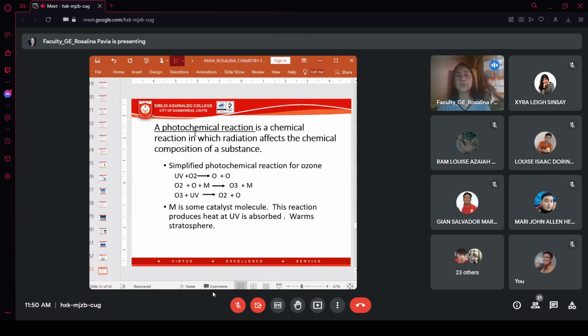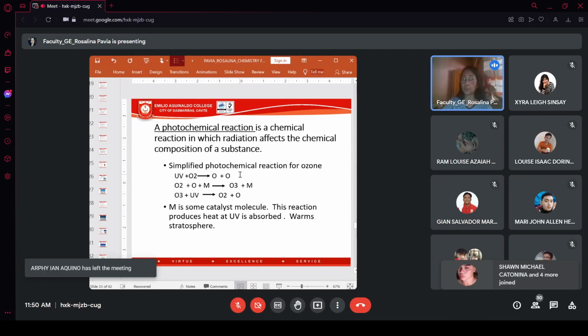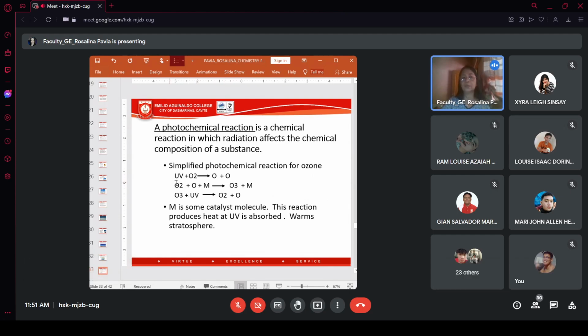So, a photochemical reaction is a chemical reaction in which radiation affects the chemical composition of a substance. So, ito yung sinasabi ko sa inyo. Simplified photochemical reaction for ozone. So, the UV rays hit an oxygen molecule. The tendency for the UV is to split the O2 molecule into two atoms of oxygen. Ngayon, yung isang atom ng oxygen will react with another oxygen molecule to produce O3 in the presence of catalyst.